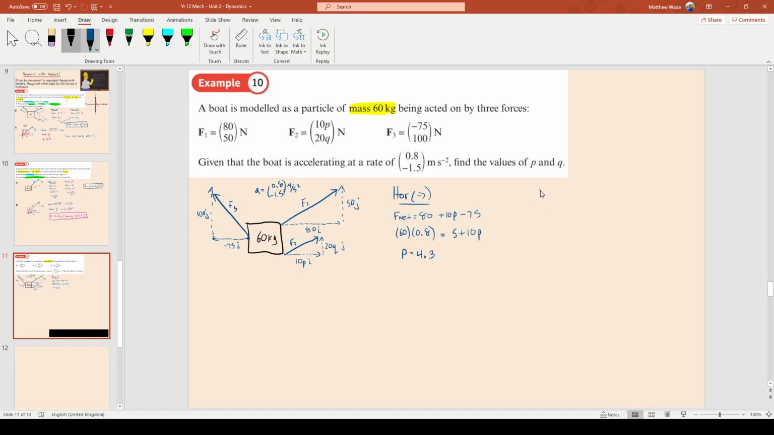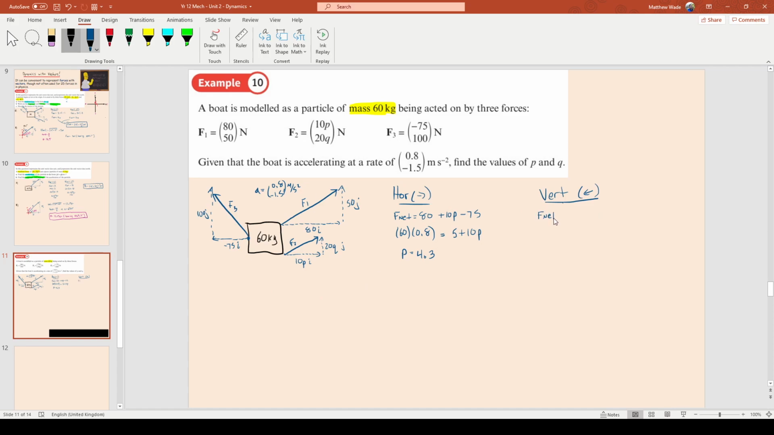Cool beans. Vertical now. Now pick whatever direction you want to be positive. I'm going to pick left just to show you. I picked left because the acceleration is to the left, since this is negative. I just wanted to break the convention a bit to see what happens if you pick a different way. So you ready?